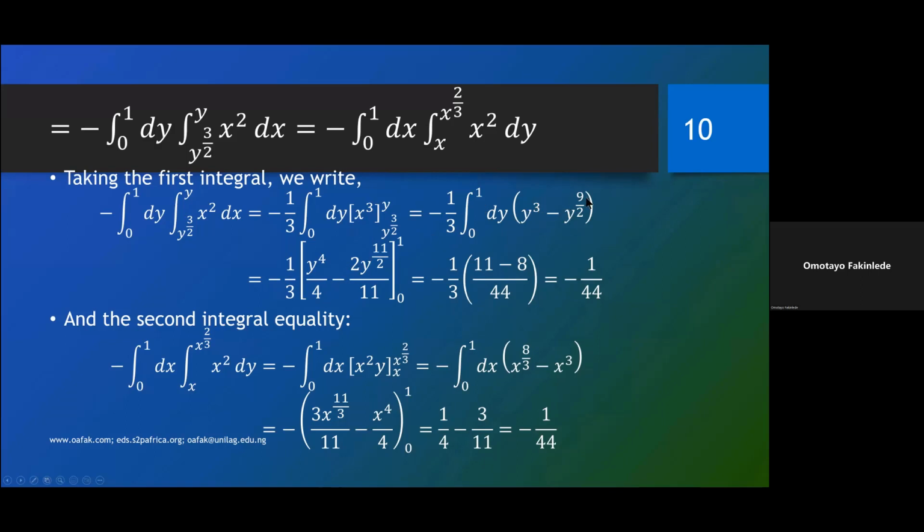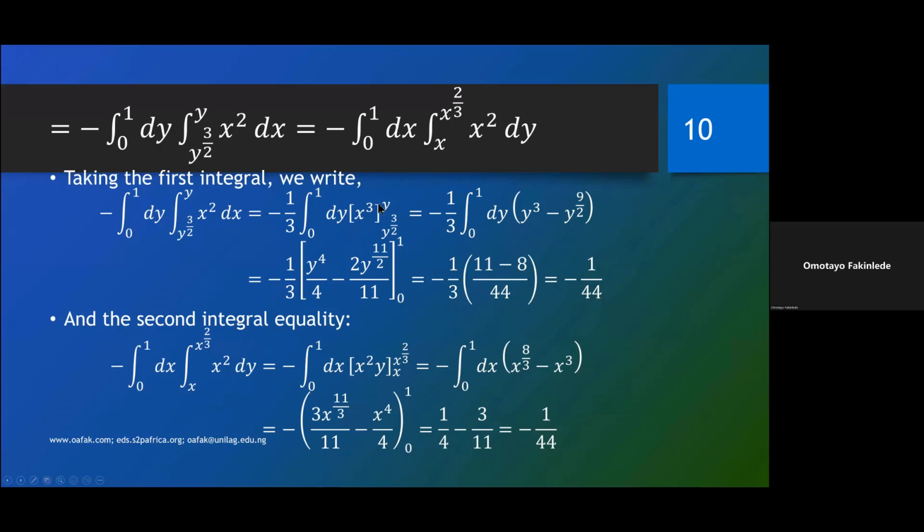That should be easy for you to do. And then the next expression, you have to add 1 to 9 over 2. If you add 1 to 9 over 2, you get 11 over 2, and then you divide by 11/2. That's what gives you this expression. And when you now substitute 0 and 1, which is the boundary of the integration here, you get 1/3, 11 minus 8/44, which gives you minus 1/44 by using the first integral there.